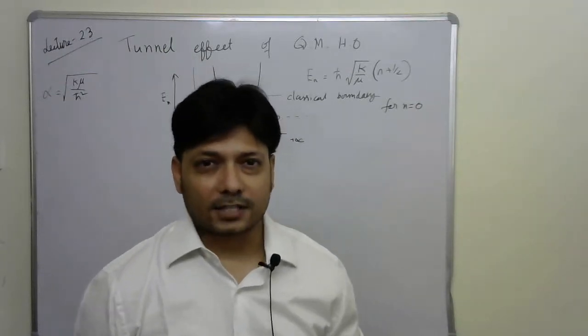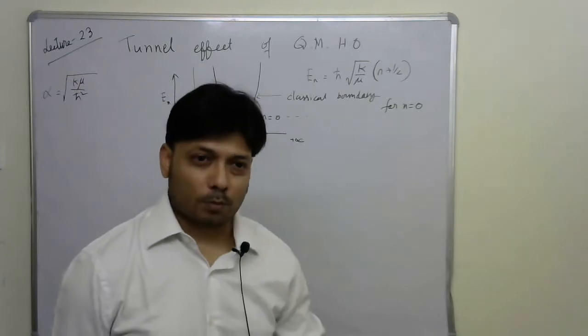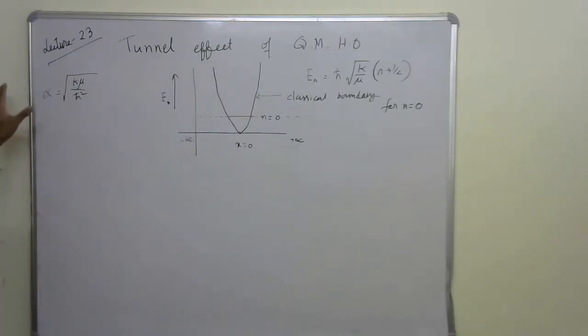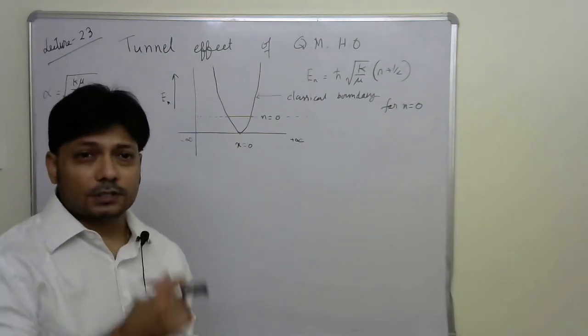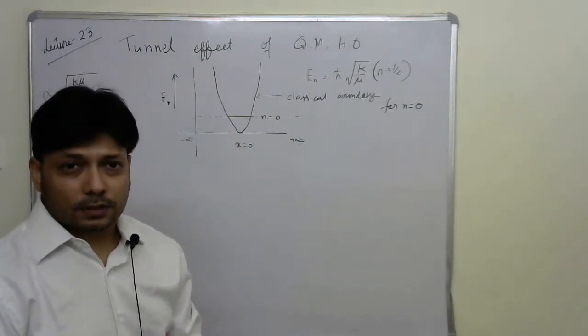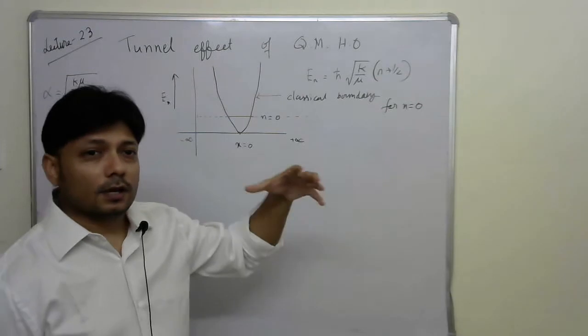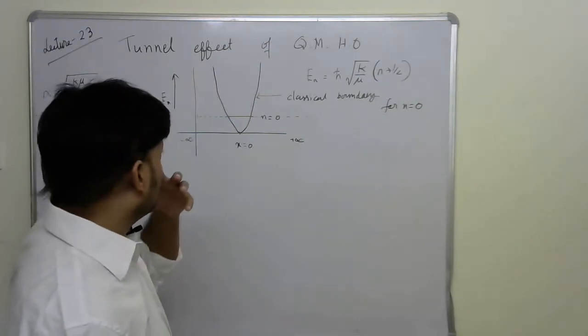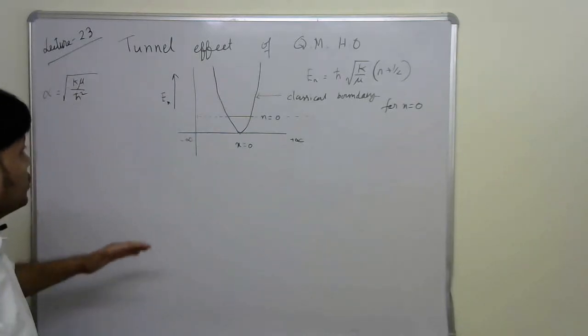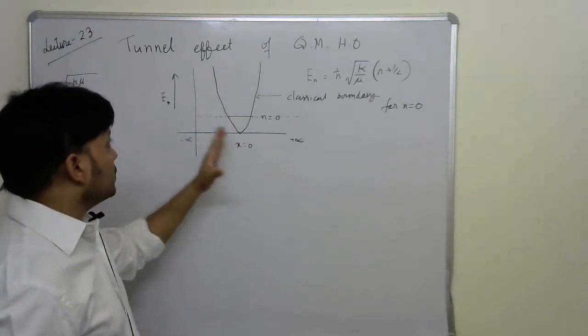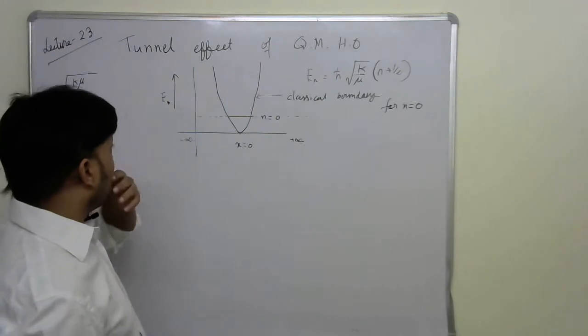Welcome to the last aspect of the quantum mechanical harmonic oscillator in lecture 23. Today we are going to discuss the tunnel effect, which is not observed in classical physics, but it is a characteristic feature in some quantum mechanical systems. So let's come back to the discussion of the harmonic oscillator.